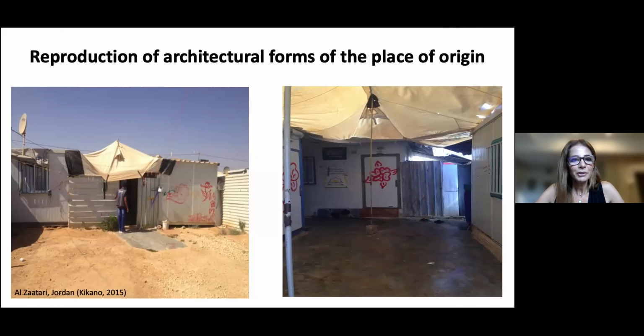Space appropriation in the Zatari camp was not only on the urban level or at the level of the space in general, but it also targeted housing units. What refugees did was create metallic structures with car tires to be able to move their heavy caravans.